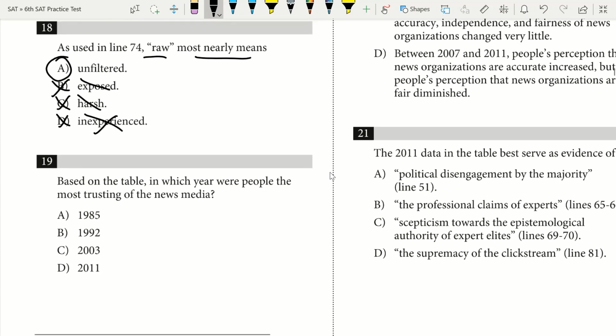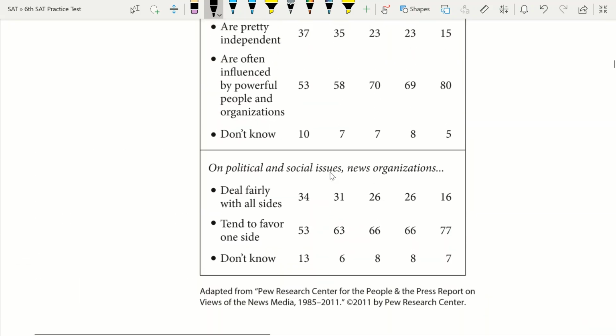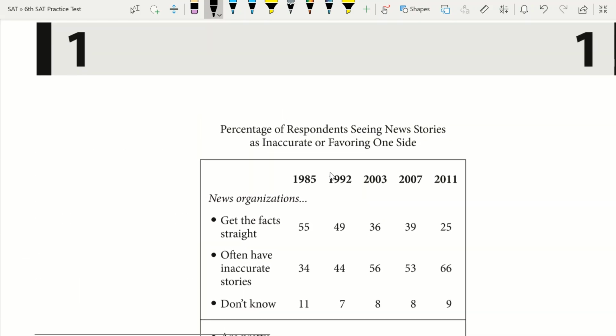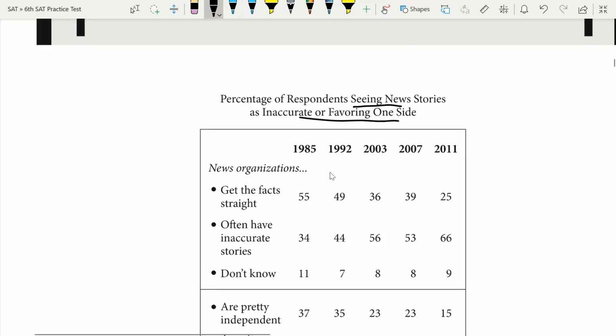All right, 19. Based on the table, in which year were the people most trusting of the news media? So let's go take a look at our table, come up with our answer choice there. When were they the most trusting? Okay, we got percentage of respondents seeing news stories as inaccurate or favoring one side. So as far as getting the facts straight, right? If we're talking about them trusting the media, we're going to have a high percentage of people thinking they get the facts straight. We're going to have a low percentage of them thinking that the stories are inaccurate.